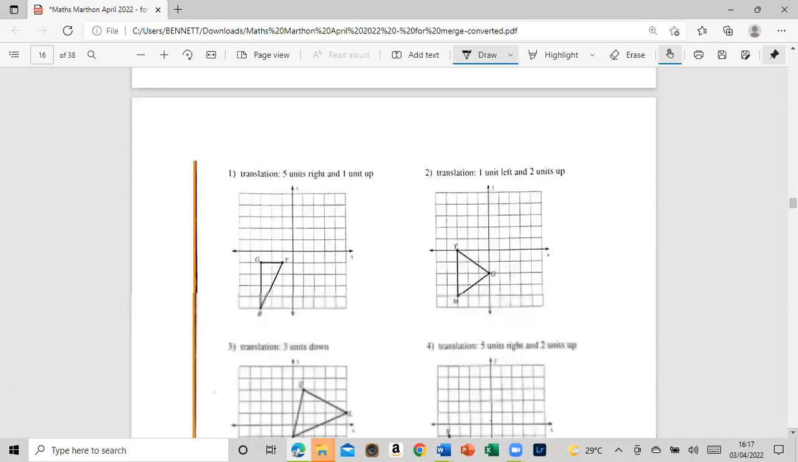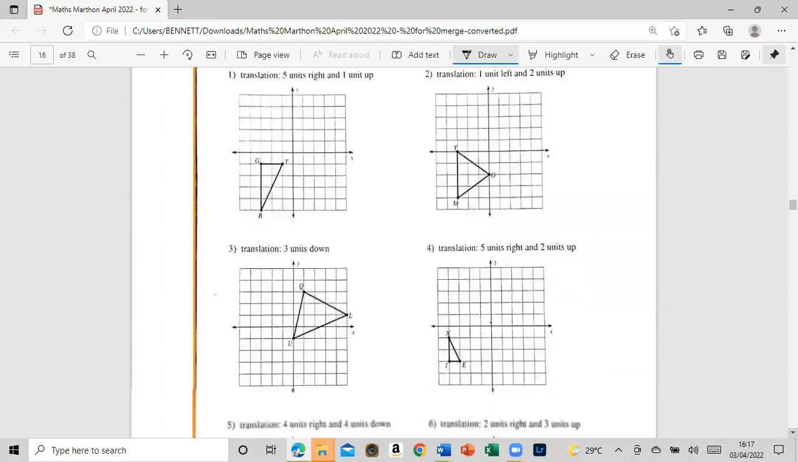Guys, I did some translation on it because I was teaching this in vectors and persons are struggling. So I'm just going to include this in the marathon so persons can benefit. So it's 5 units right and 1 unit up. That's what they say we should do. So I'm just going to translate it into column vector form. So 5 and 1. That's what it means. I want you guys to see the equivalent. They give you the instruction, but I want you to see it.